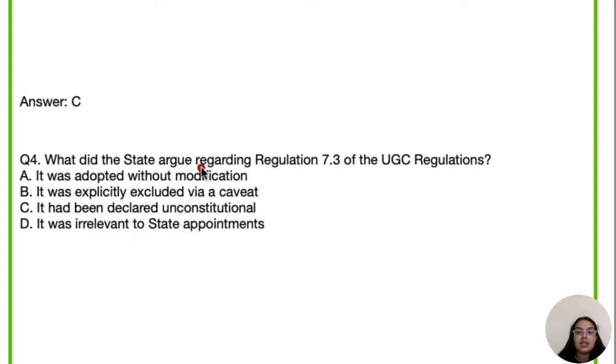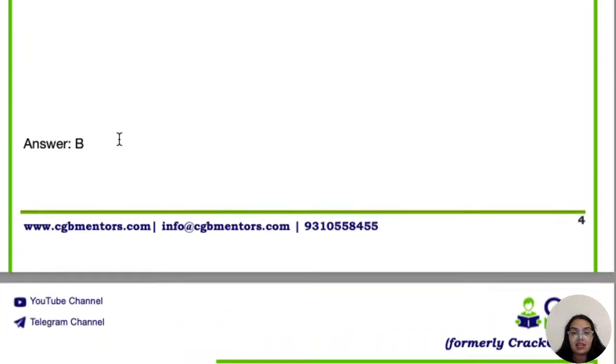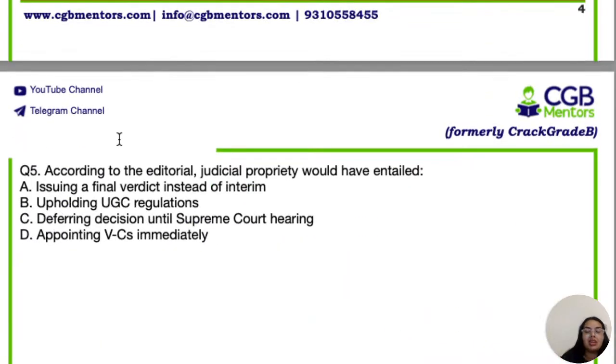What did the state argue regarding Regulation 7.3? It was explicitly excluded via a caveat. एक conditional बात बोल के उसको exclude कर दिया गया था. B is the answer. You go and you can read in the passage what is written about Regulation 7.3.